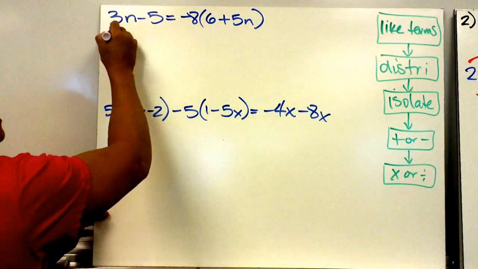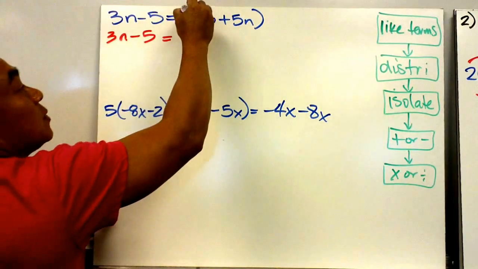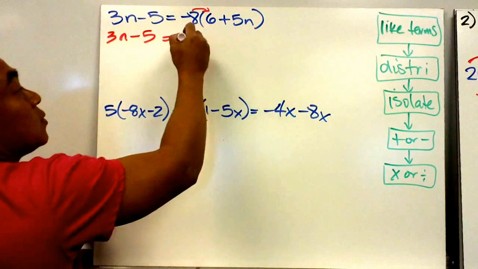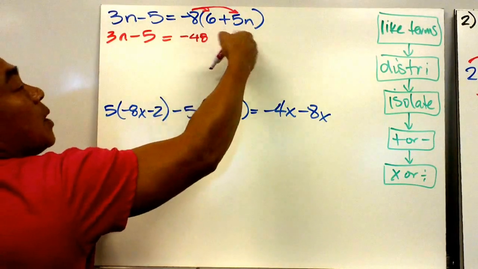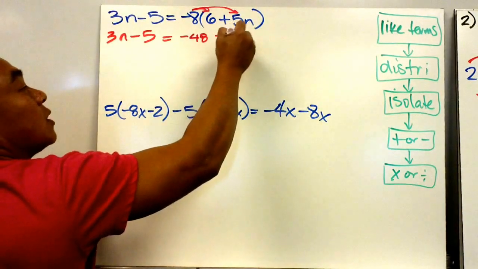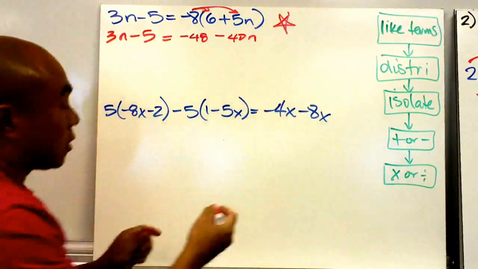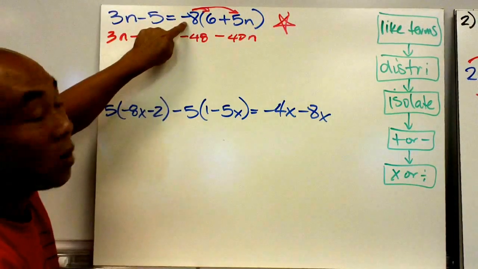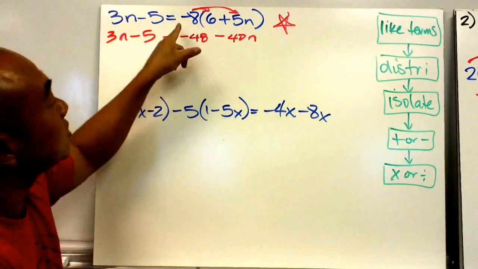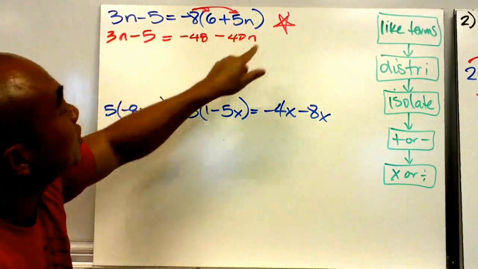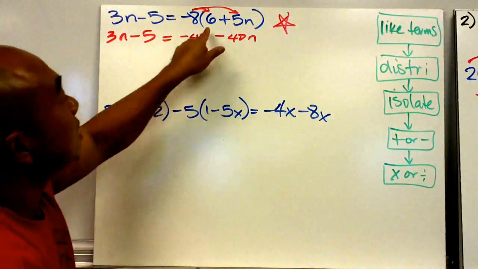So again, I'm going to rewrite 3n minus 5, and I'm going to distribute the negative 8 to 6, which will give me negative 48. Then I'm going to distribute the negative 8 to the positive 5n, which will give me negative 40n. This is a very, very important part that you need to remember about that negative 8, or negative anything on the outside of that parentheses: you are distributing that to both terms, and it does change the sign of both numbers inside.